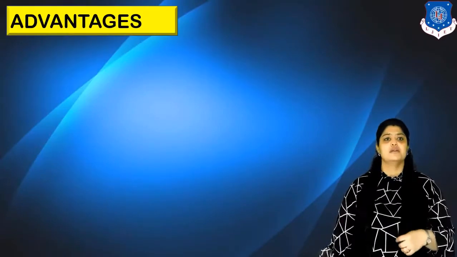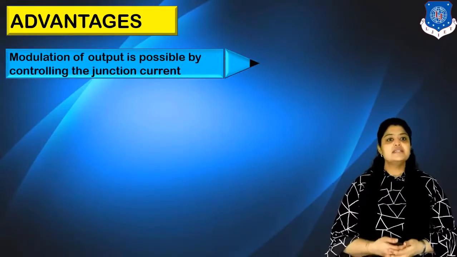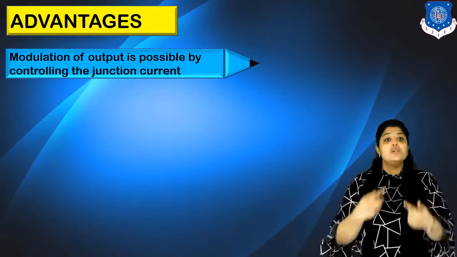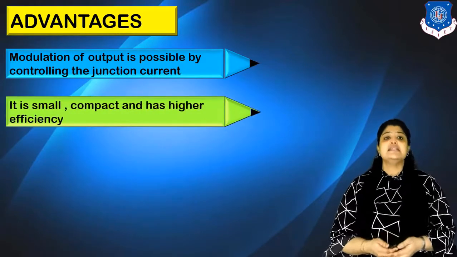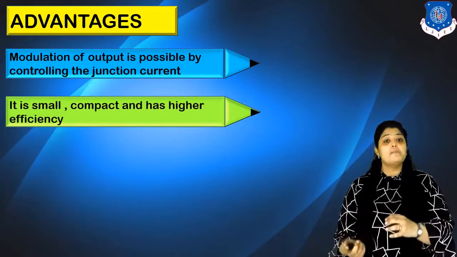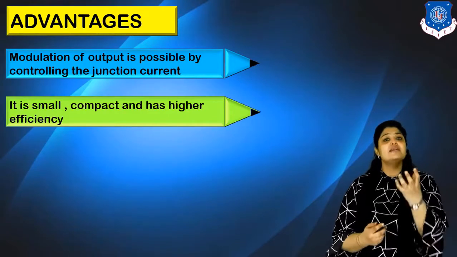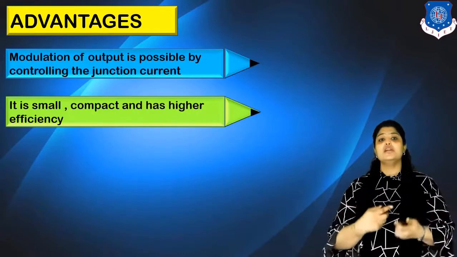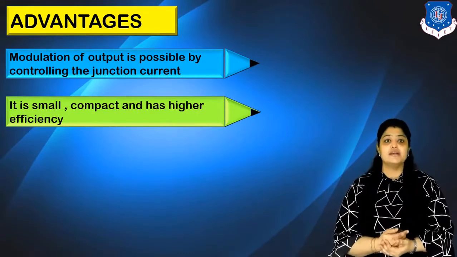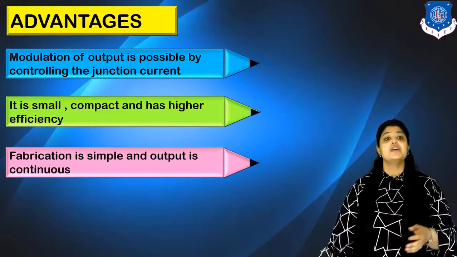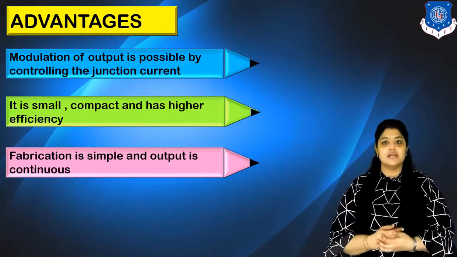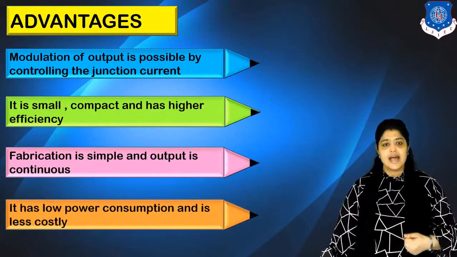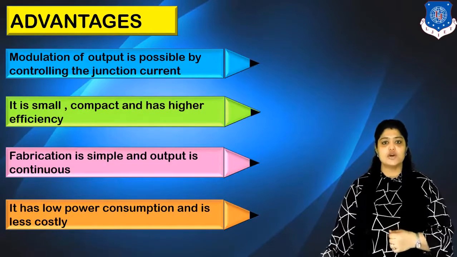Then we have the advantages. Starting with the first advantage, the modulation of output is controlled by the junction current. You can control the output by controlling the junction current. Next, it is small, compact and has a higher efficiency. The entire setup is comparatively small and compact, having a higher efficiency because direct modulation of output is achieved with the help of the junction current. Then fabrication is simple and the output is continuous. As long as you are giving the forward bias continuously, you will get the output. Lastly, it has low power consumption and is less costly.